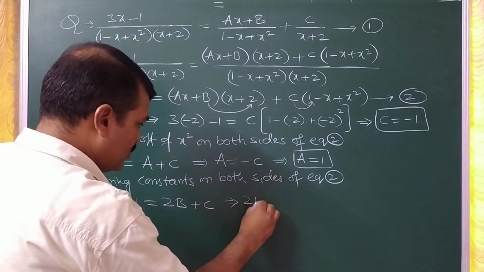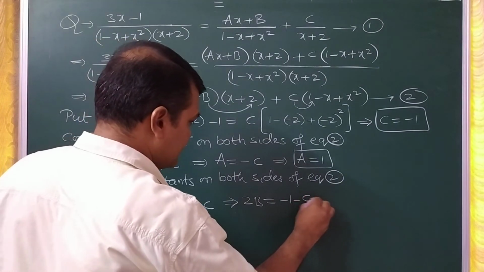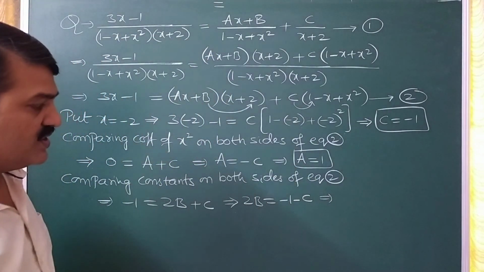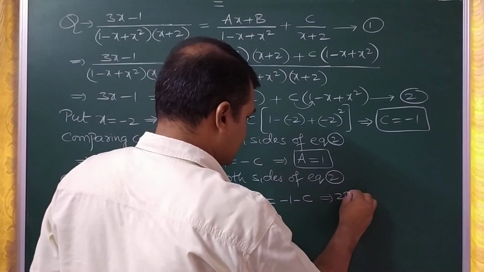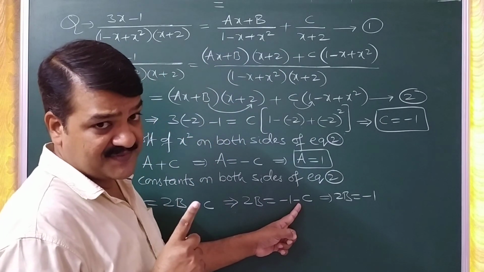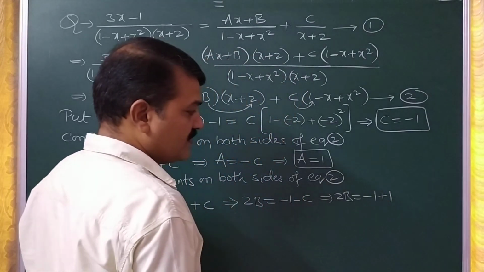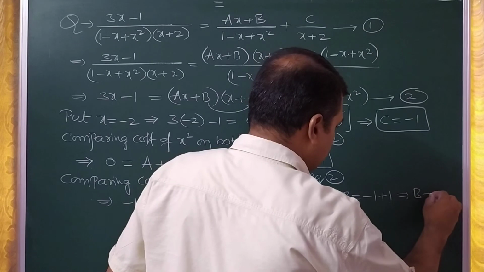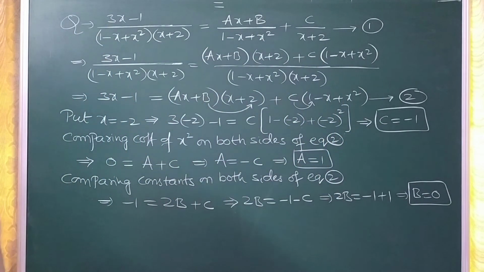So you will get 2B is equal to minus 1 minus C. C already we know as minus 1, no? So 2B is equal to minus 1 minus C. What is C? Minus 1. So minus C becomes plus 1. So 2B is equal to 0 we are getting. That means B is equal to 0. So these are the A, B, C values.